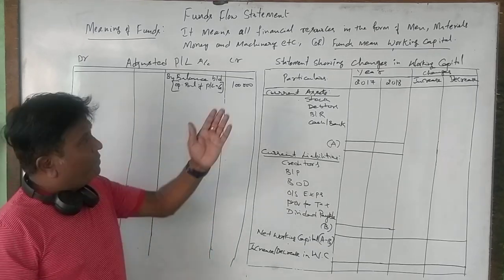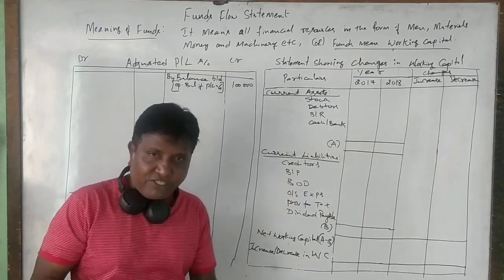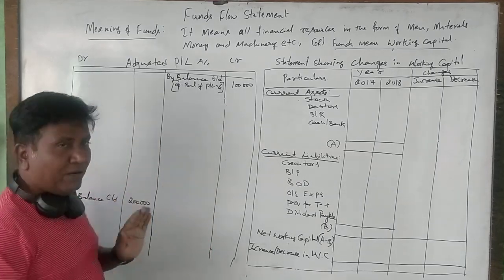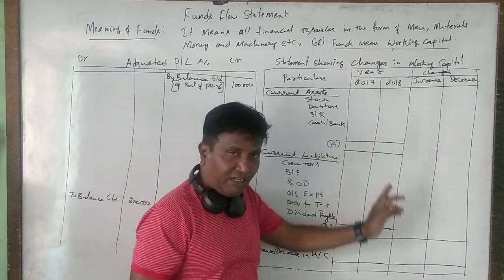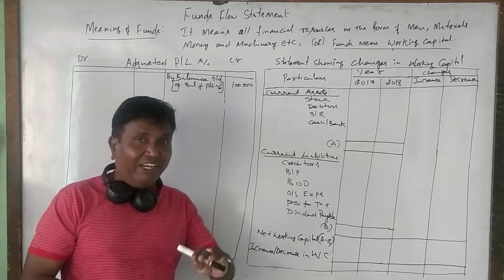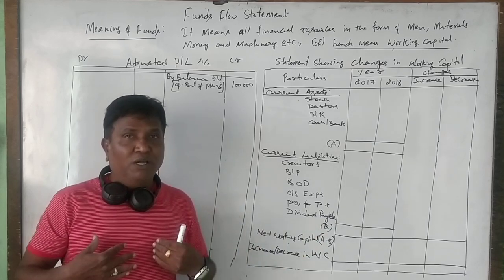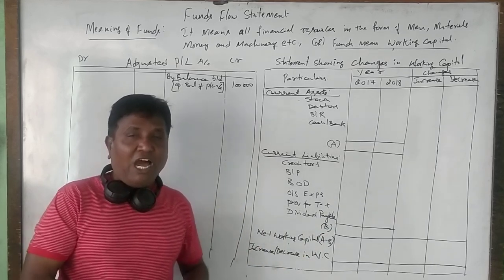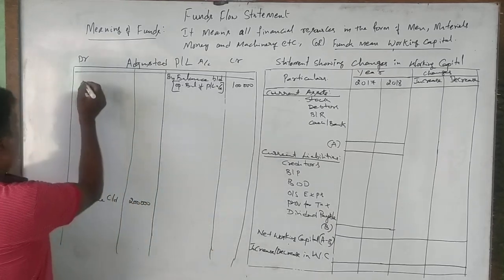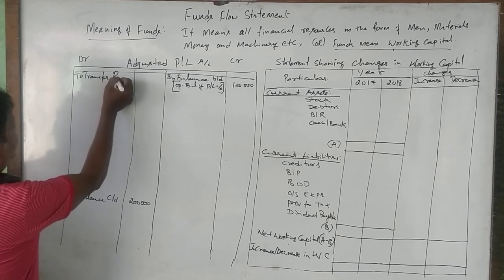Appropriations means what? When you are preparing your profit and loss account, after you get your net profit, you need to transfer to your reserve. Am I right or not? So assume that in this example, 1 lakh is the profit you earned in 2018. Before you transfer it to the profit and loss account in the balance sheet, you might have transferred some amount of profit towards the reserve. That reserve is also profit. We want to know, before the transfer to the reserve, what the profit was. That is the purpose for which we are preparing the adjusted profit and loss account. So therefore, the first item on the debit side is transfer to reserve.